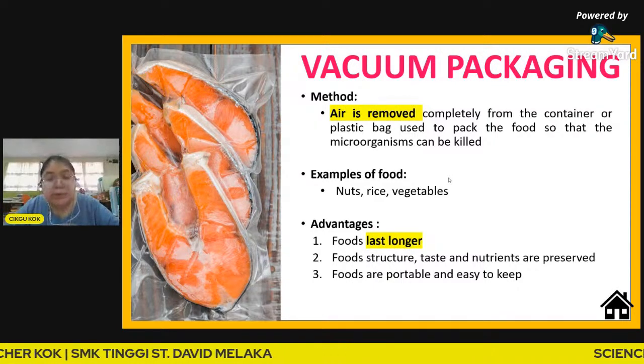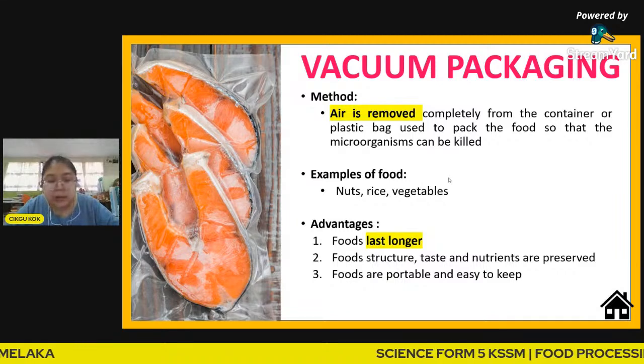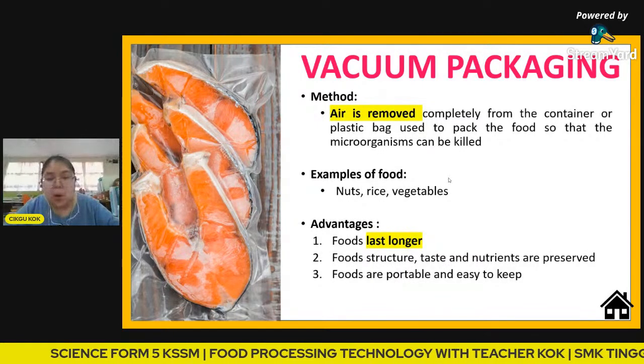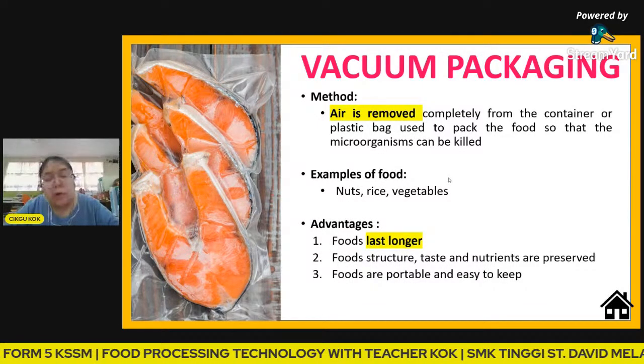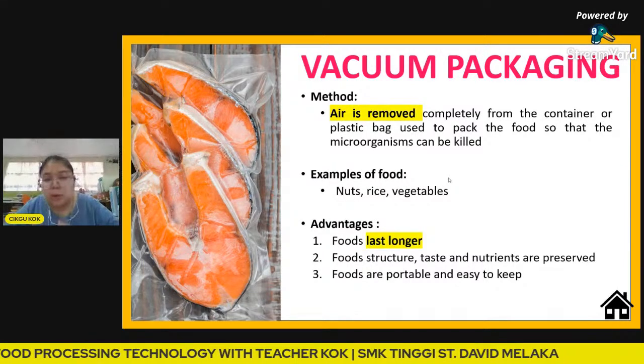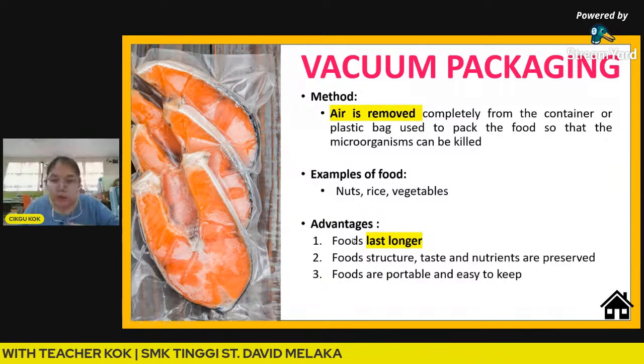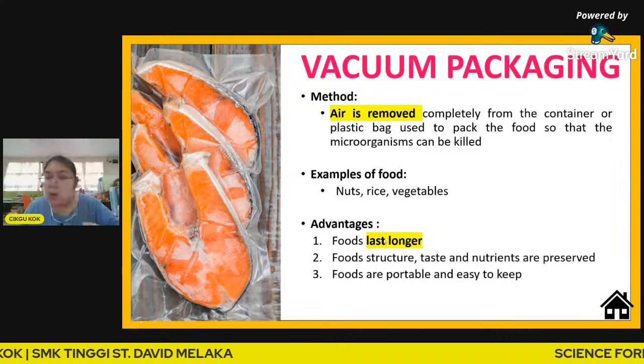Number two, rice. You buy the rice, they are also now doing it using vacuum packaging. And the last one is vegetables. So like this, that means the food can stay for a longer time. No need to change it every time. So from here, the important point of the process, again, is that it lasts longer.